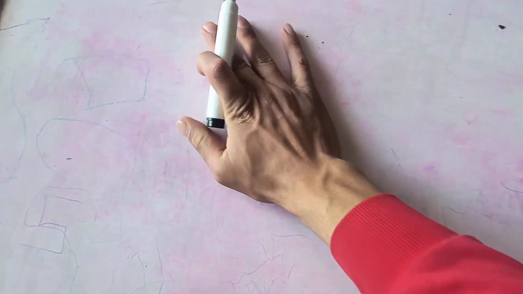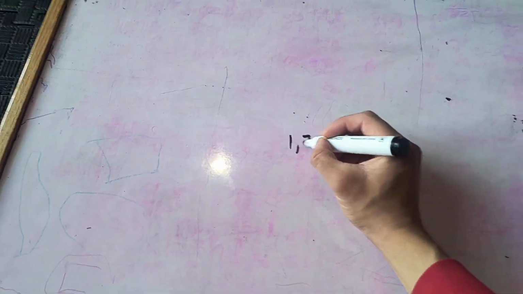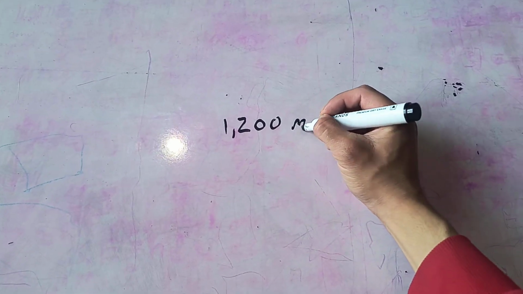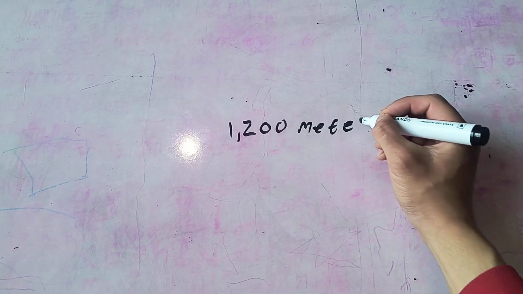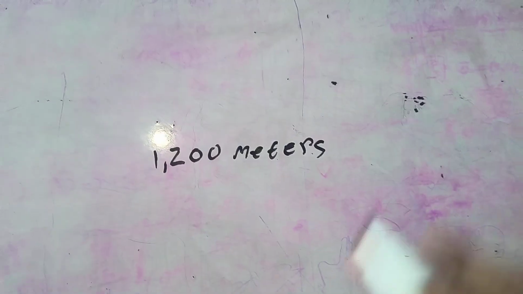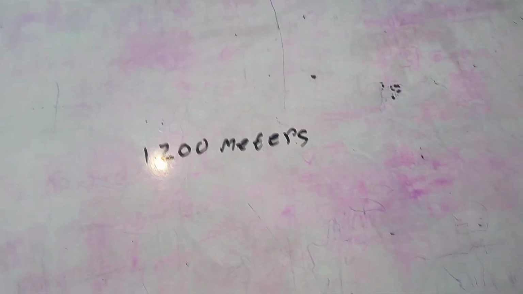Okay, let's say you're a gorilla, and you're hiking a mountain for some reason. But let's say you're doing it because you want bananas. You start at an elevation of 1,200 meters.